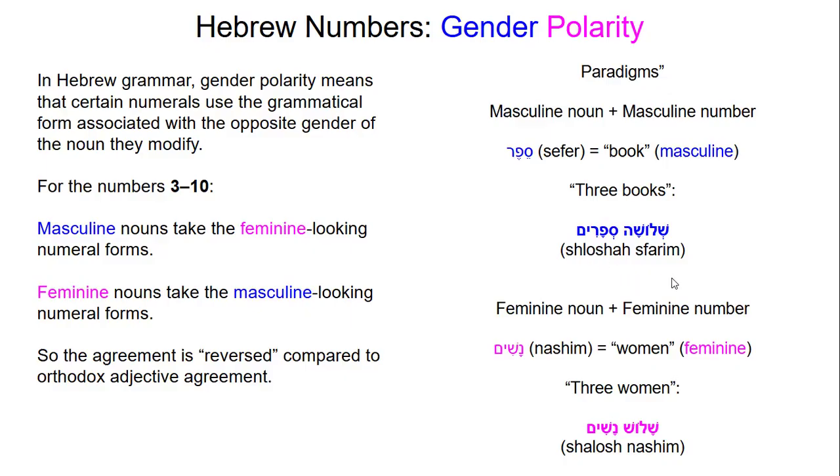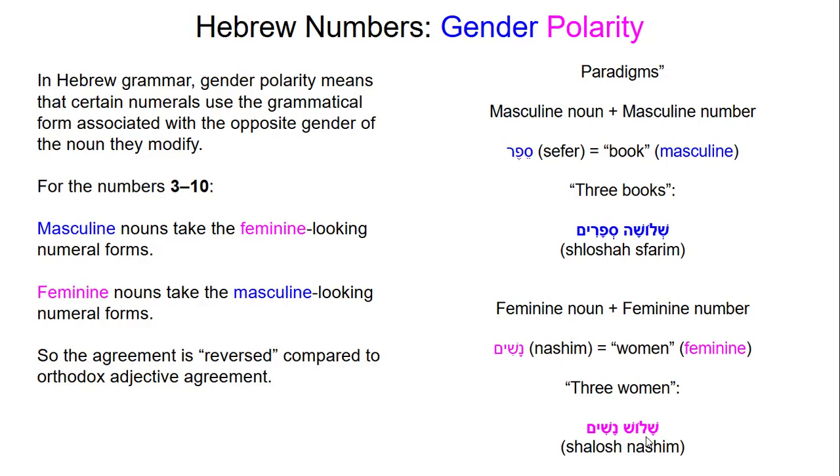Let's take a look at the example of the feminine noun and how it links up with the feminine number and how that would look. So let's take, for example, the feminine noun Nashim. Nashim is a feminine noun, which means women in the plural, right? It is a plural noun, Nashim. So how would you say 3 women in Hebrew? You would say Shalosh Nashim. Shalosh Nashim.